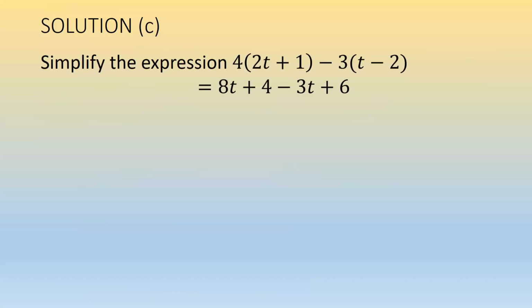There's another expression here. We said you should simplify. The number outside the bracket, you multiply it through by all the numbers inside the bracket. So 4 times 2, you get 8t plus 4 minus 3t plus 6. You know that this is negative 3 times negative 2, so that will give us what? Positive 6. Right. So you have 8t minus 3t, that is 5t plus 10. So we are done. We have simplified the expression.